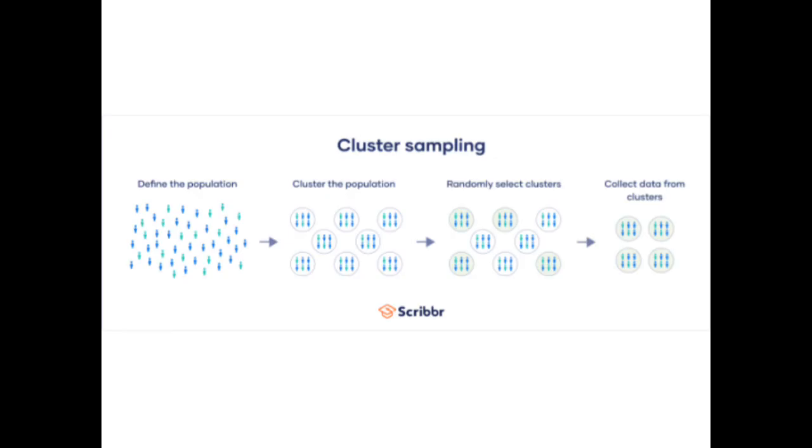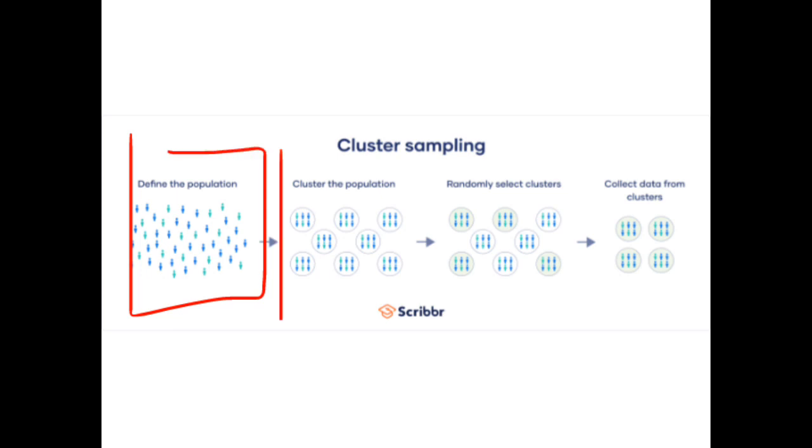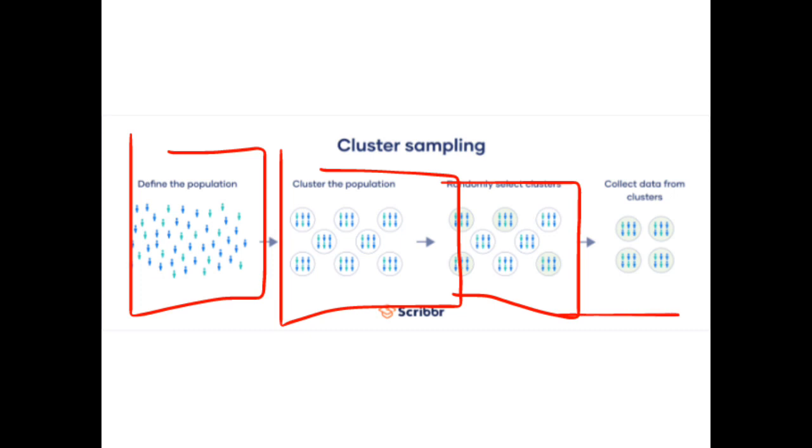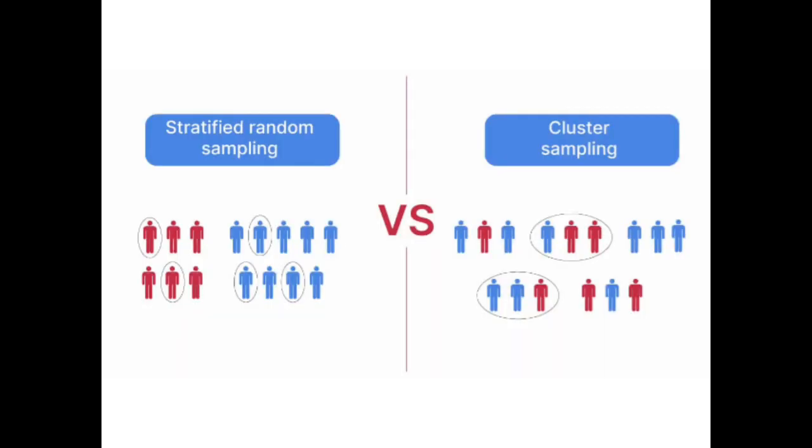For example, see this illustration. This is a study population, then divided into clusters, whereas the random selection using either simple random sampling or systematic sampling is done to obtain the sample. That is what we call cluster sampling.